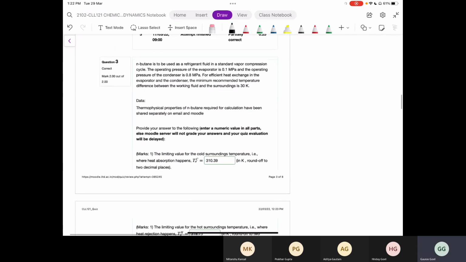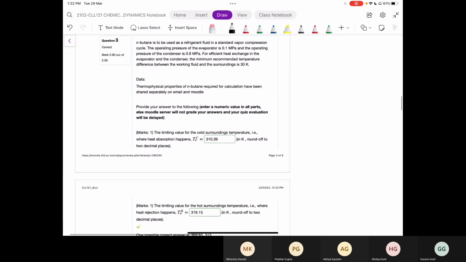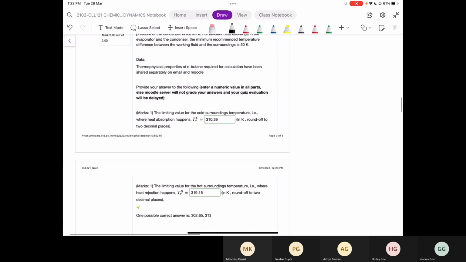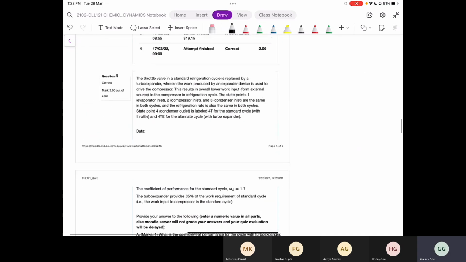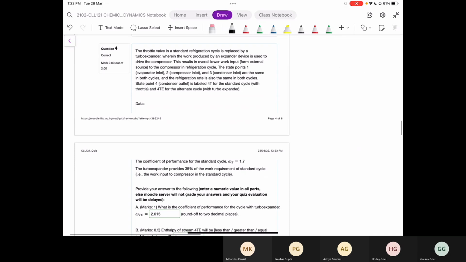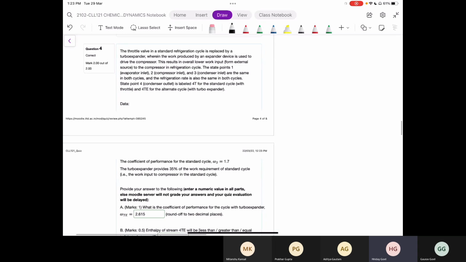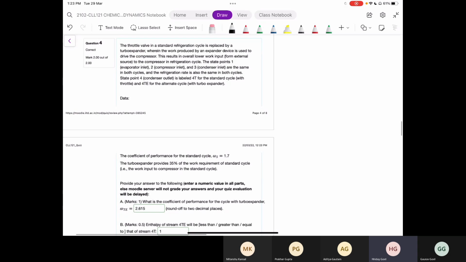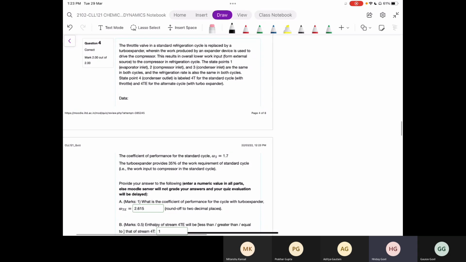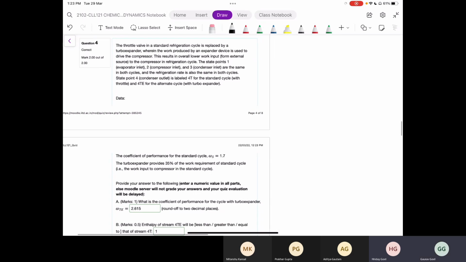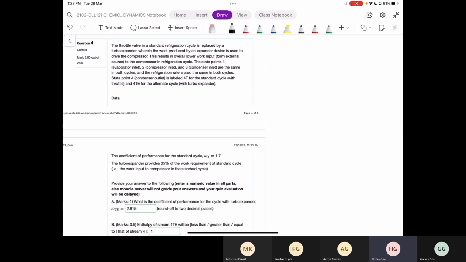All right. Question 3, any query? Question 4, now someone was asking. So what was the query on question 4? Okay. So to calculate the new coefficient of performance, you have divided the standard coefficient of performance by 1 minus 35% in this case. But I was confused whether it needs to be 1 minus 0.35 or 1.7 divided by 0.35. I need to understand why it was that.